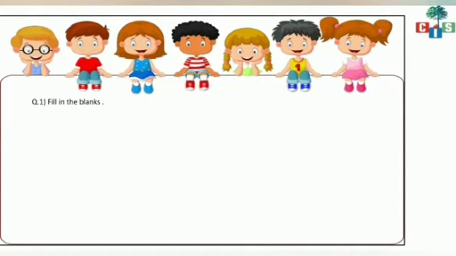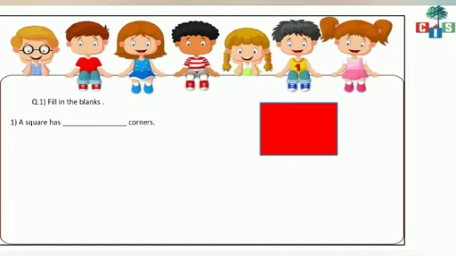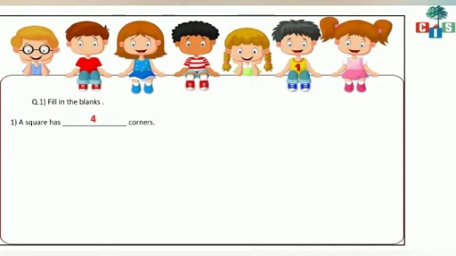Your first question is fill in the blanks. A square has dash corners. This is a square. If you see here, there are 4 corners. 1, 2, 3, 4. Can you see the corners? Right? So we will write 4.